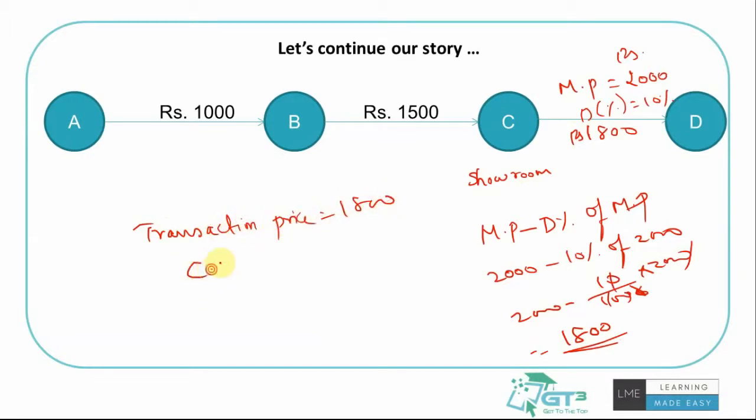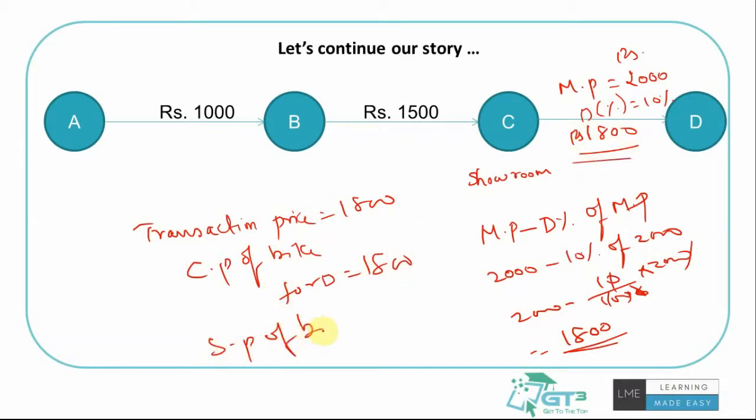What is the cost price of the bike? For D, it is 1800. Okay, understand that. From the perspective of D, he is buying at this price. The selling price of the bike for C is 1800 rupees because he's selling at this price, right? There is no formula saying cost price is always mark price minus discount percentage of mark price.